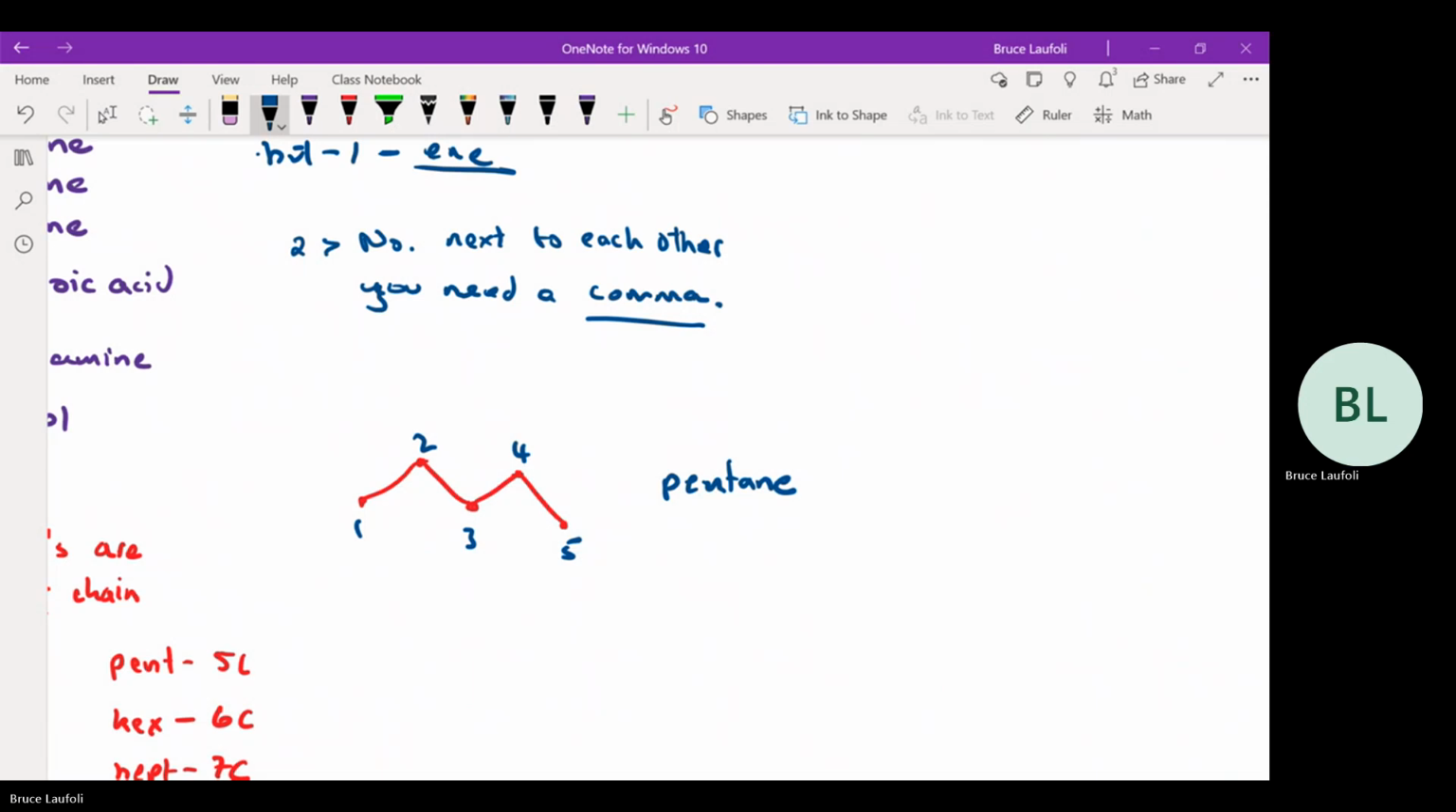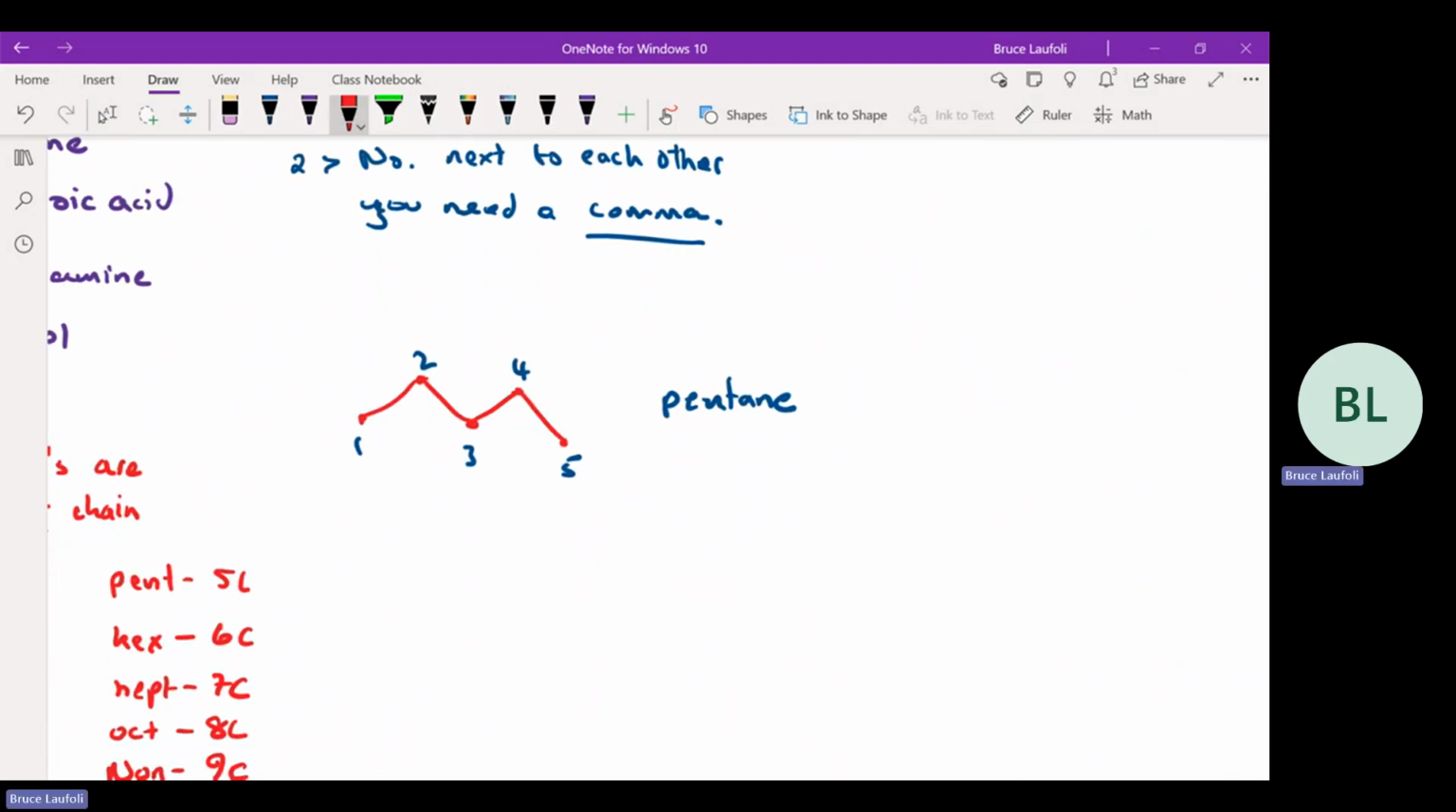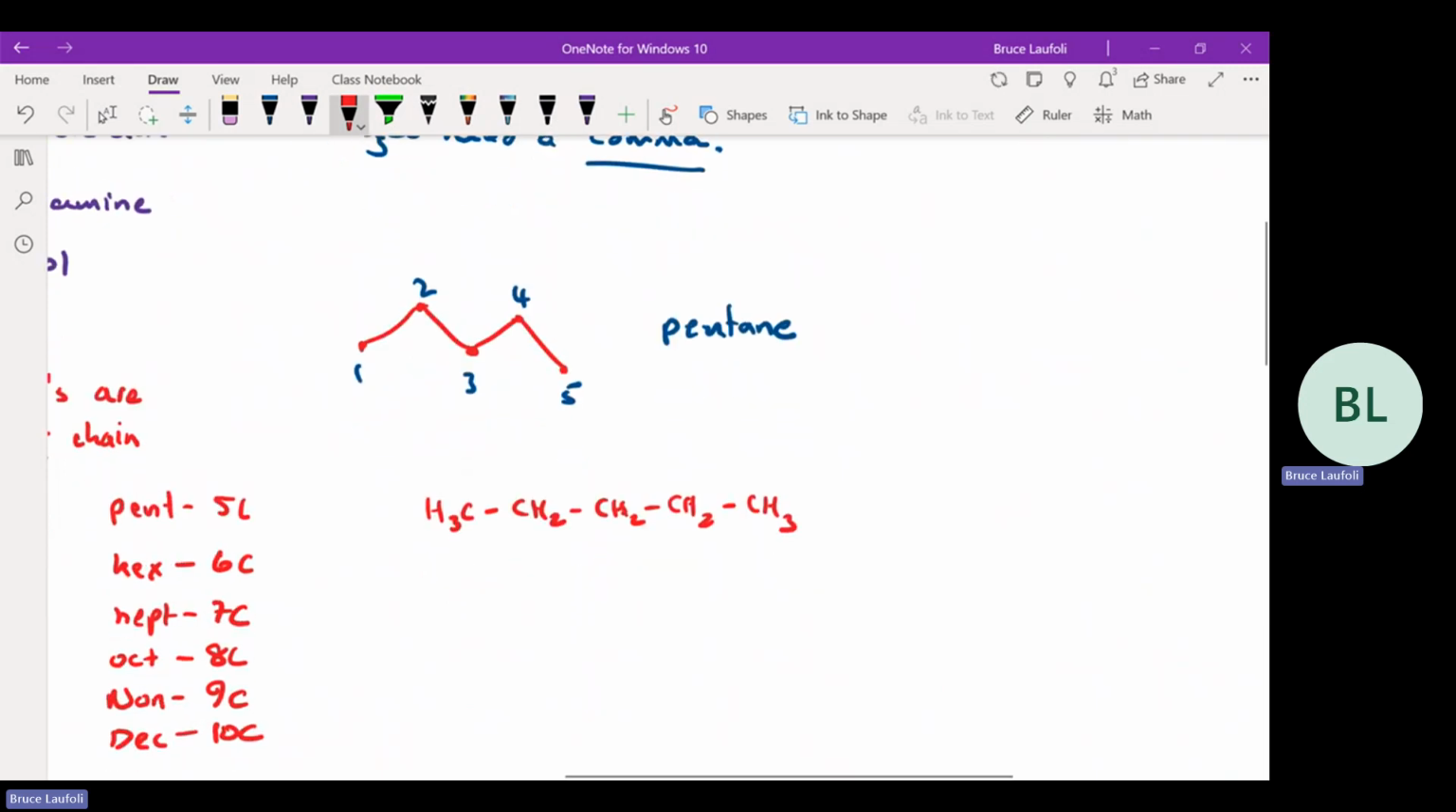Okay, let's look at another example. If you're wondering what that looks like, it would be like this: CH3, CH2, CH2, CH2, CH3. Okay, so that's what it looks like. Let's go to the second example. Let's try this one.